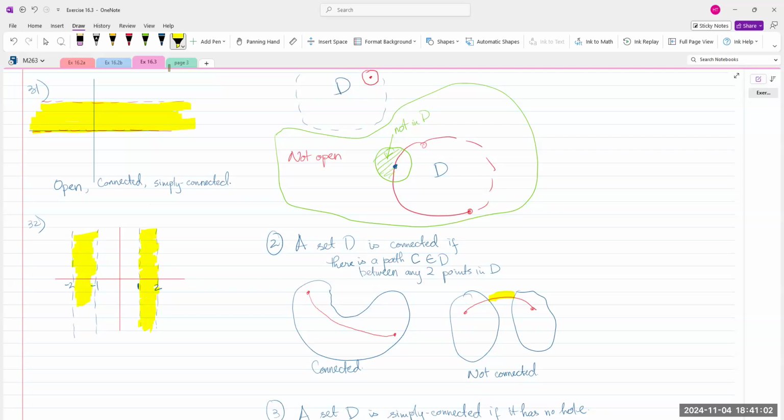Is this region open? Yes, because any point you choose in the yellow region, there must be a circle or disk fully contained in that yellow region. Okay, so this is open. How about connected? Oh no, it's not connected, because you can easily find 2 points whose path from one to another point is not fully contained in the region. Okay, so this is open, not connected, and therefore for sure it is not simply connected.